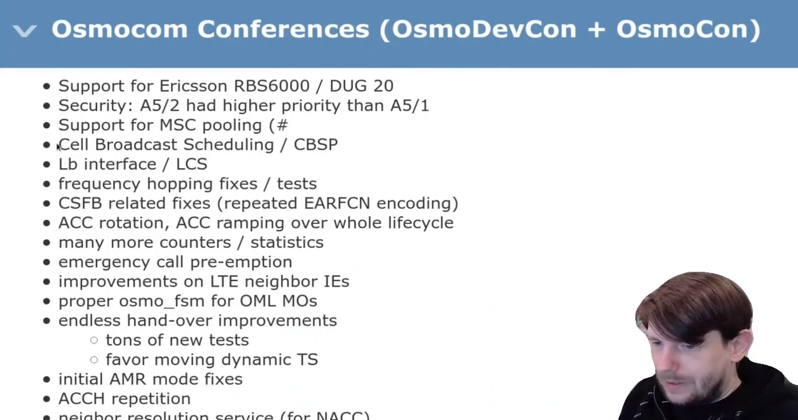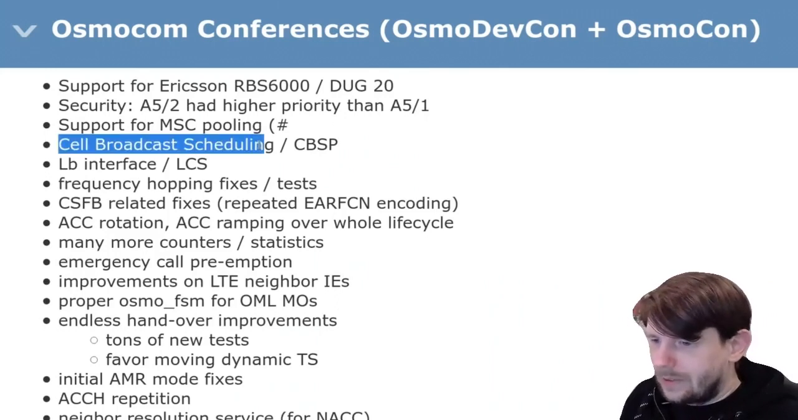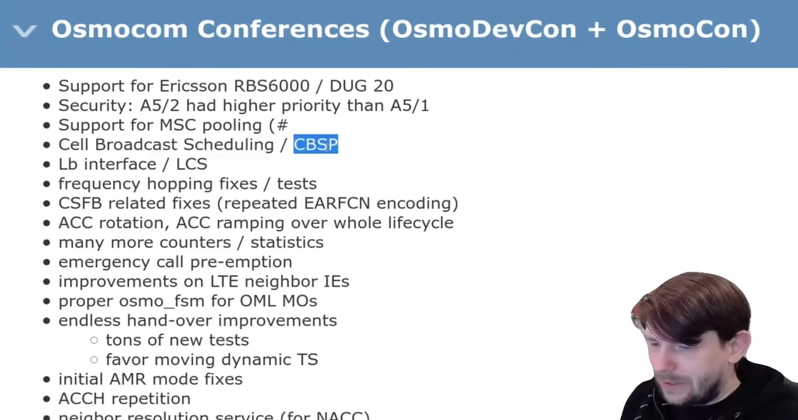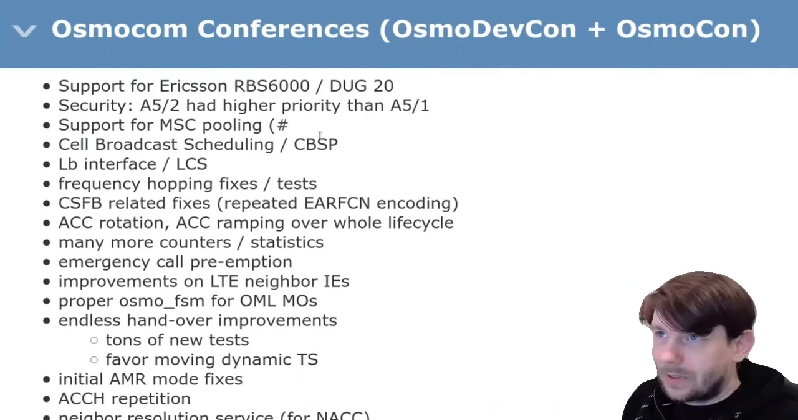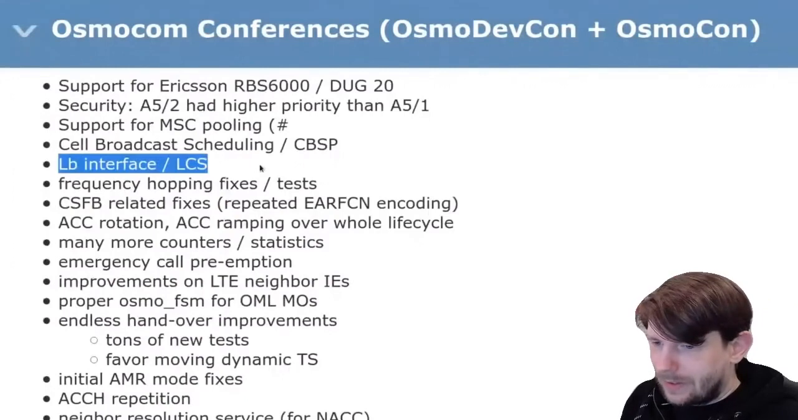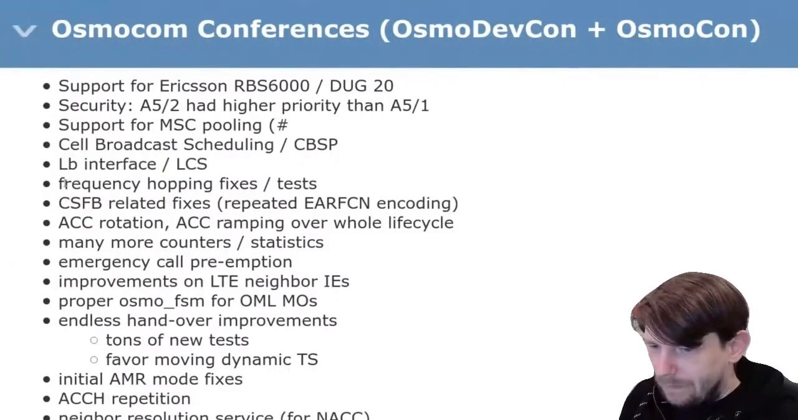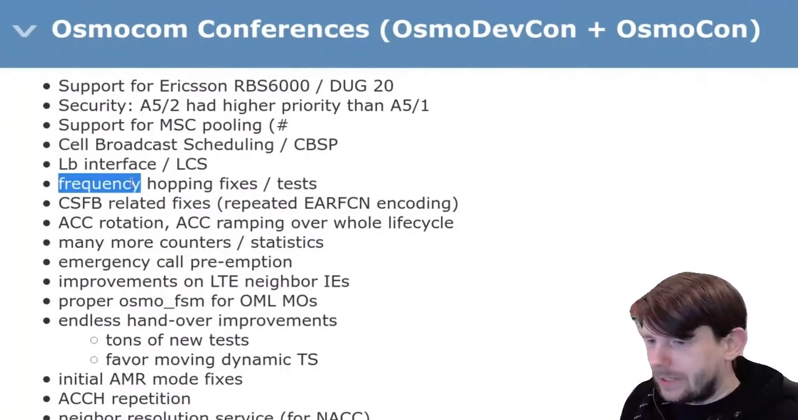There's a lot of new code for cell broadcast scheduling and supporting the CBSP interface. That's the cell broadcast service protocol by which the core network performs cell broadcast and public warning messages. We have this Lb interface for location services that I mentioned in the context of Osmo SMLC. We have lots of frequency hopping related fixes and tests.